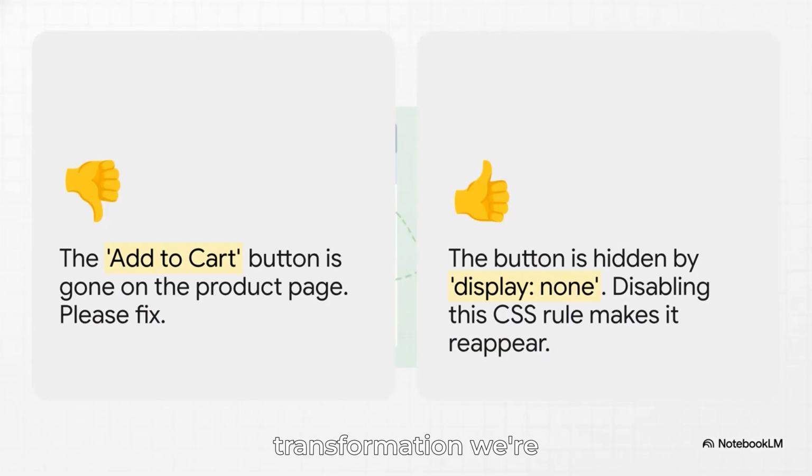This is the transformation we're talking about. I mean, just look at the difference here. The before is, well, it's a problem. But the after? That is a solution just waiting to happen. It's precise, it's actionable, and it saves hours of back and forth. This is the exact level of detail you'll be able to provide by the end of this explainer.